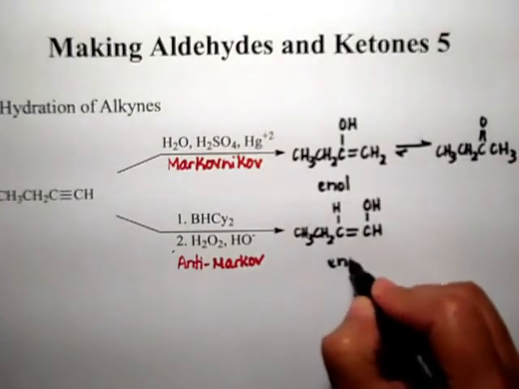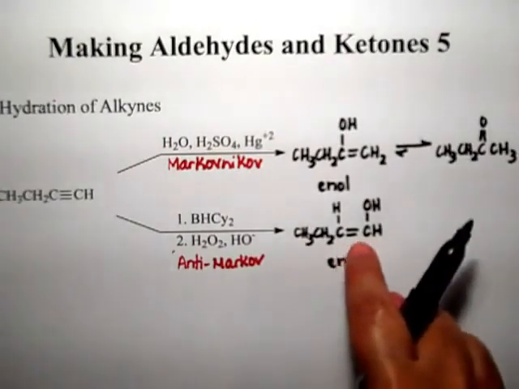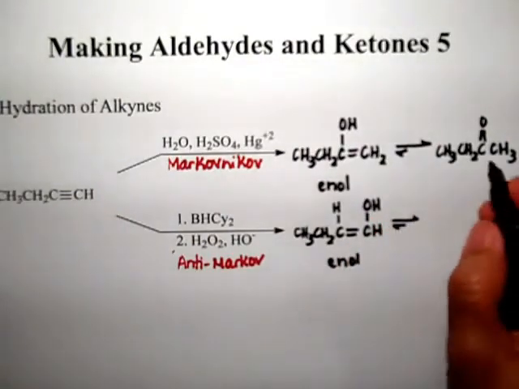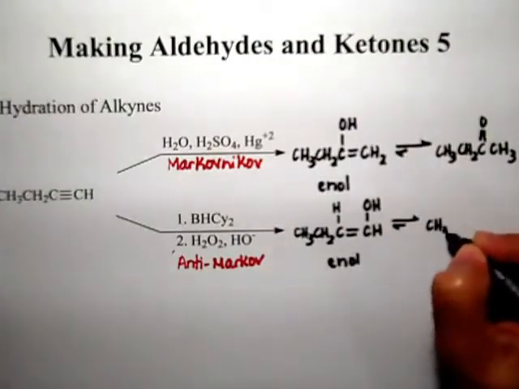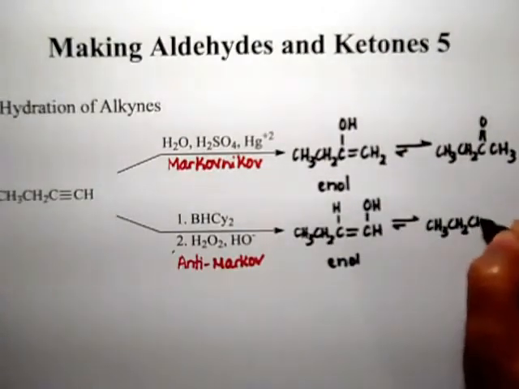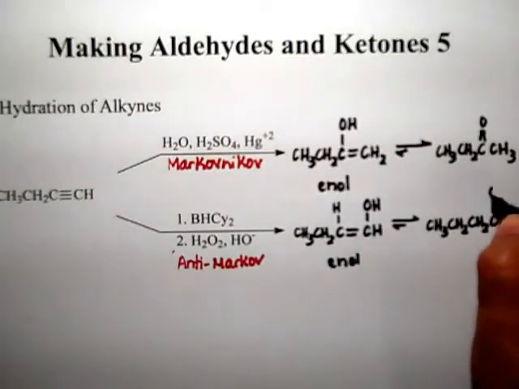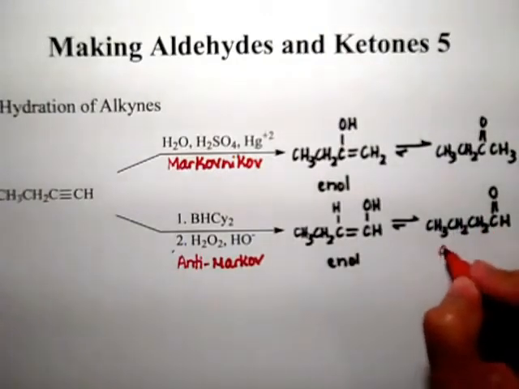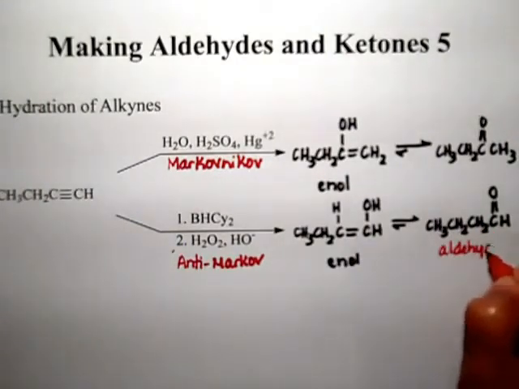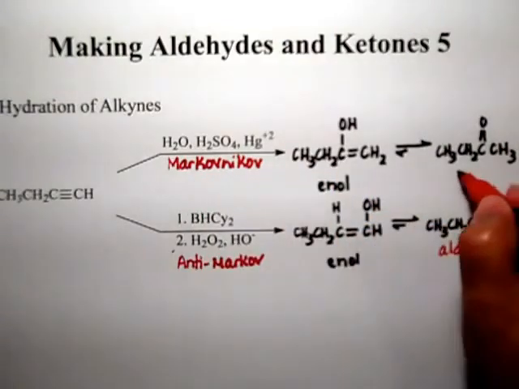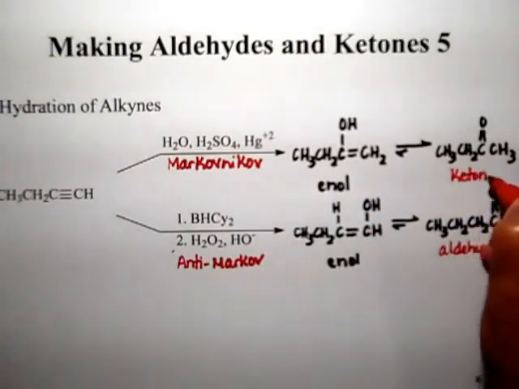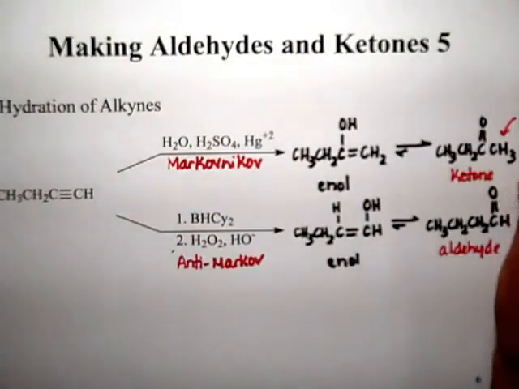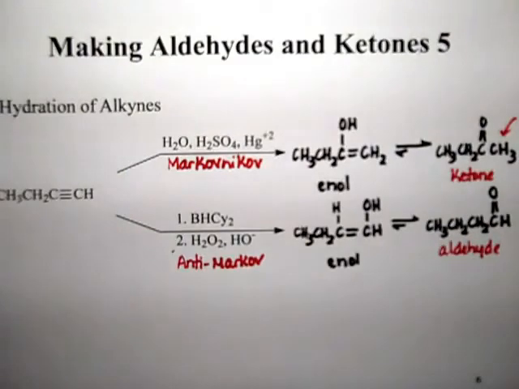This is still an enol. An enol is two double bonded carbons that have an OH directly attached to it. And the process of tautomerization favors, in this particular case, the aldehyde. So if you add water anti-Markovnikov to a terminal triple bond, you get an aldehyde. If you add the water Markovnikov, we get a ketone, but not just any ketone. It's a terminal alkyne, and this carbon at the very end just turned into a CH3, so it's a methyl ketone.